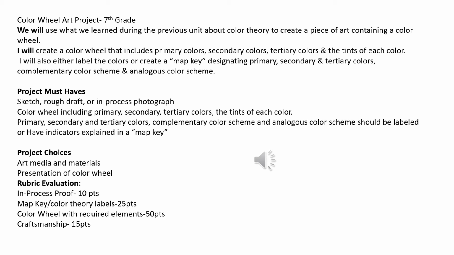The project will be evaluated using a rubric. The points will be assigned as follows: 10 points for the in-process proof, 25 points for the map key and color theory labels, 50 points for the color wheel with required elements, 15 points for craftsmanship.